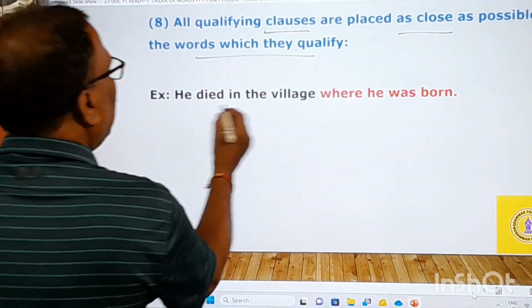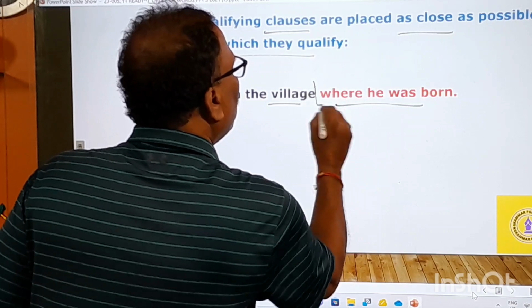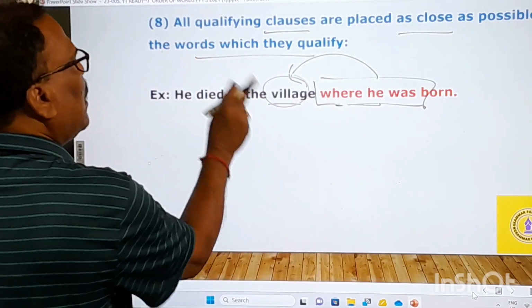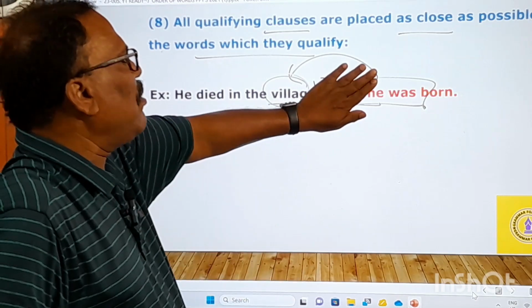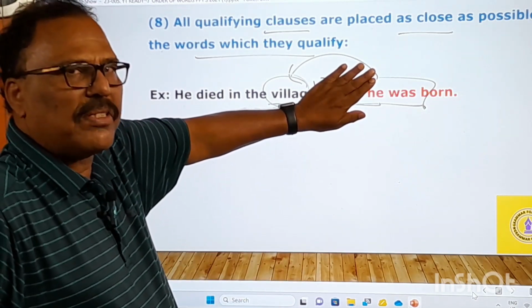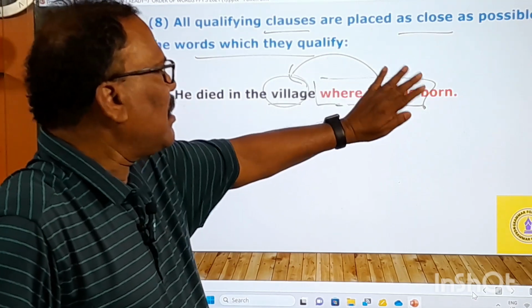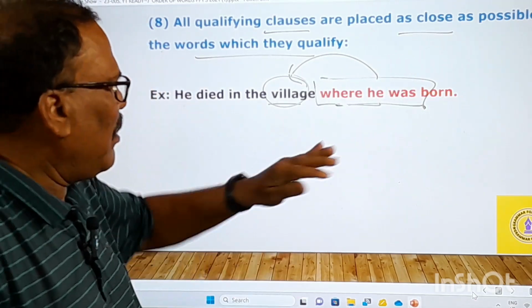Here you see, he died in the village where he was born. So this "where he was born" is qualifying this village. He died in the village. Suppose I have not said this part. Will you understand anything from this? He died in the village. I stopped there. This red color sentence is not there. Take it for granted these words are not there.